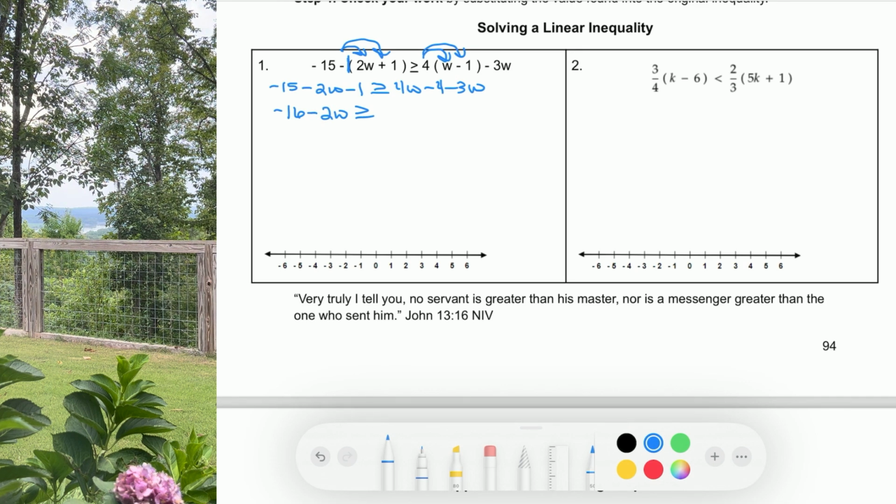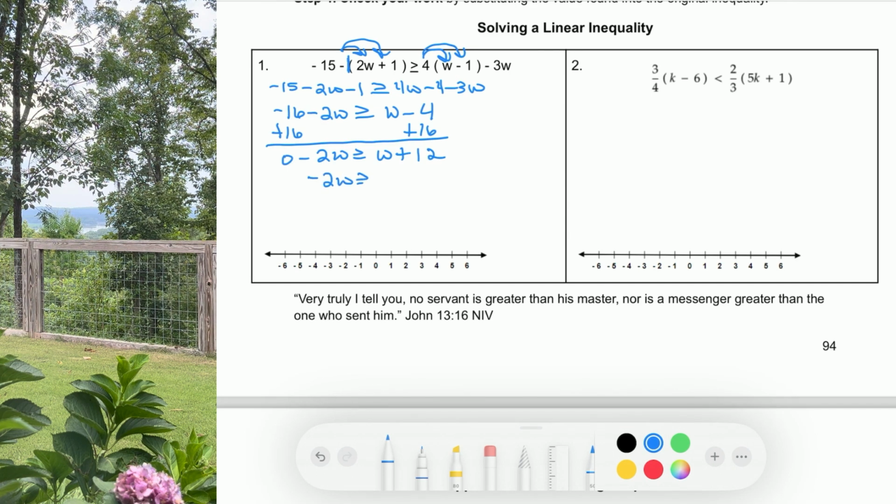Greater than or equal to. On the right-hand side, I can combine the 4w minus the 3w and get 1w, or just w. And I have the minus 4 still there. Now that I've fully combined and simplified down as much as possible, I can start moving things from side to side. I'm going to add 16 to both sides. I have 0 minus 2w is greater than or equal to w plus 12.